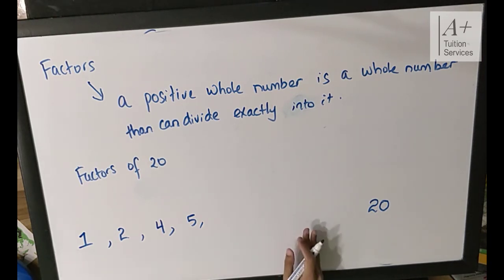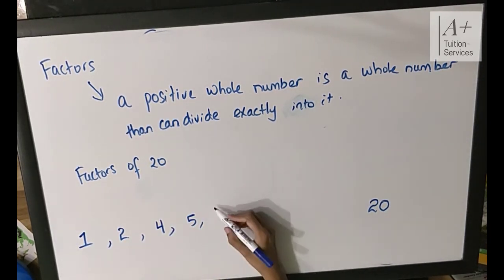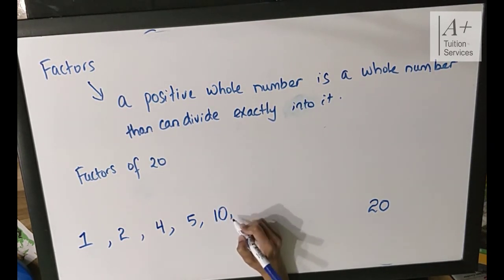Can 7 go into 20? No, 7 could go into 20 twice with a remainder of 6. Can 8 go into 20? No, 8 can go into 20 twice with a remainder of 4. Can 9 go into 20? No, 9 into 20 is 2 with 2 remaining. And can 10 go into 20? Yes. 10 can go into 20 twice. Okay? So 10 can go into 20.